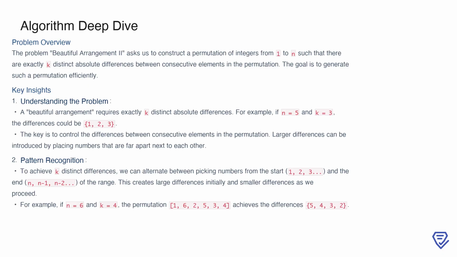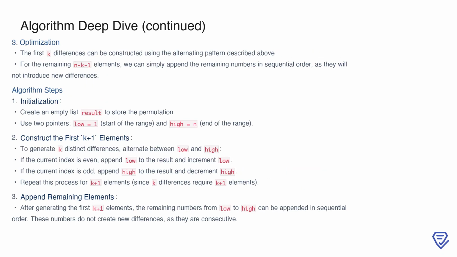For instance, if n equals 6 and k equals 4, a permutation like 1, 6, 2, 5, 3, 4 achieves the differences 5, 4, 3, 2. This alternating pattern is the foundation of our approach. To construct the permutation efficiently, we start by focusing on the first k differences.